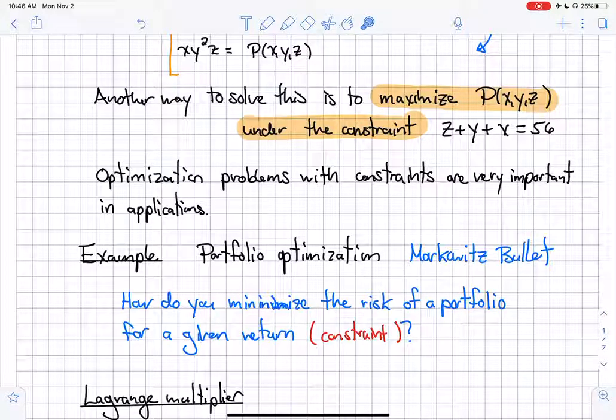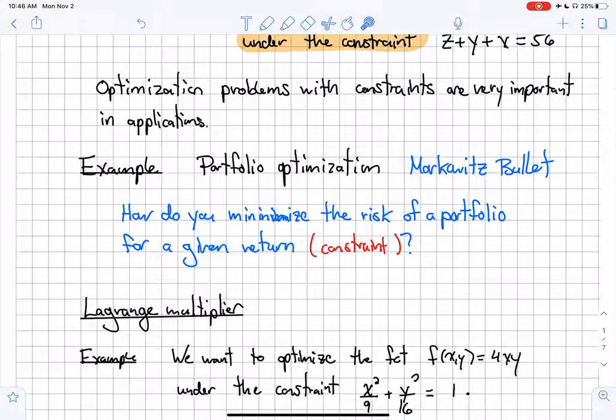Here the constraint is the given return, so you want a given return. How do you have to allocate your money to have a given return in order to minimize the risk of the fluctuations of the portfolio? This kind of problem with that constraint leads to a beautiful object called the Markowitz bullet. By the way, Markowitz was an economist, and he actually won the Nobel Prize, and he was at Baruch College. So that's an example that is done in Math 4500 with the tools we're developing here.